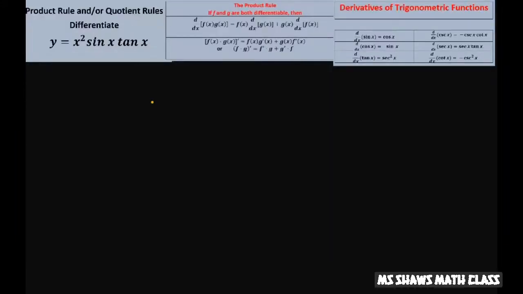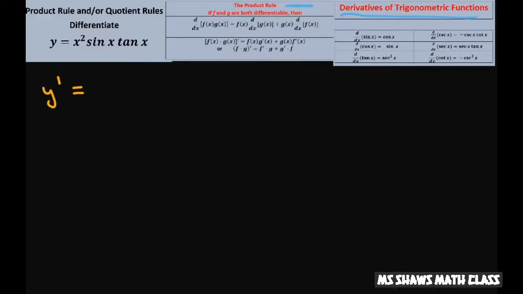So here's our product rule. Here's your derivatives of trig functions. So let's get rid of that. So we're going to do this f of x, x squared, tan x. So we have y prime equals.